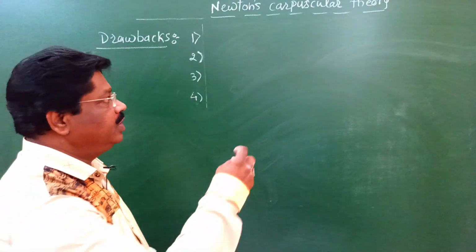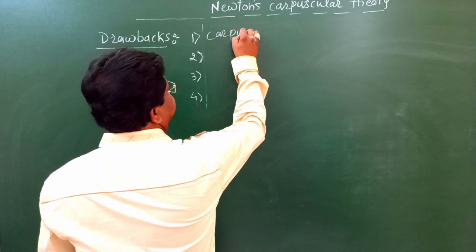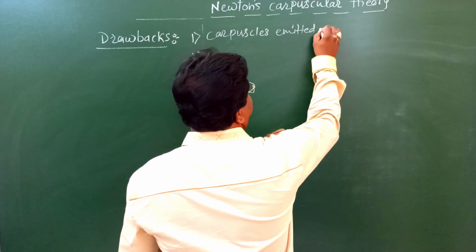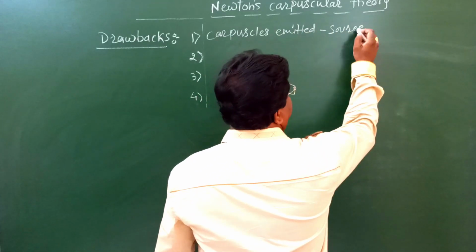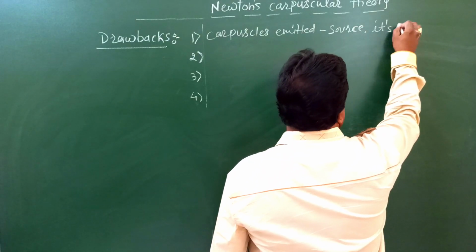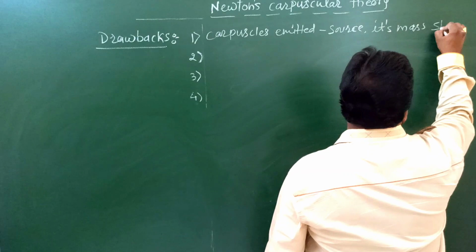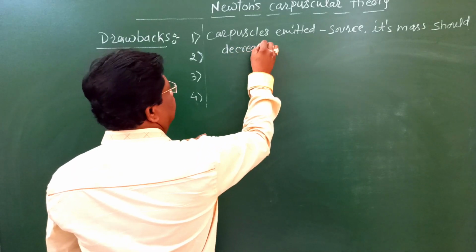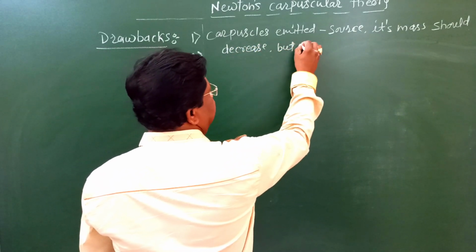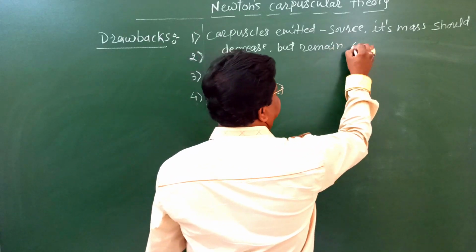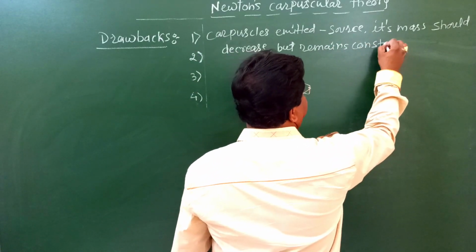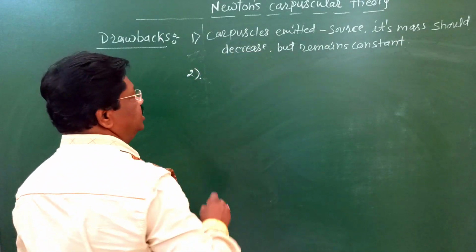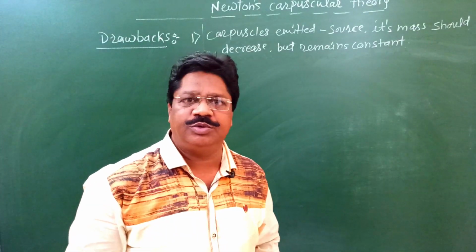That means when these corpuscles are emitted from the source, its mass should decrease, but it remains constant. This is the first drawback or demerit of Newton's corpuscular theory.